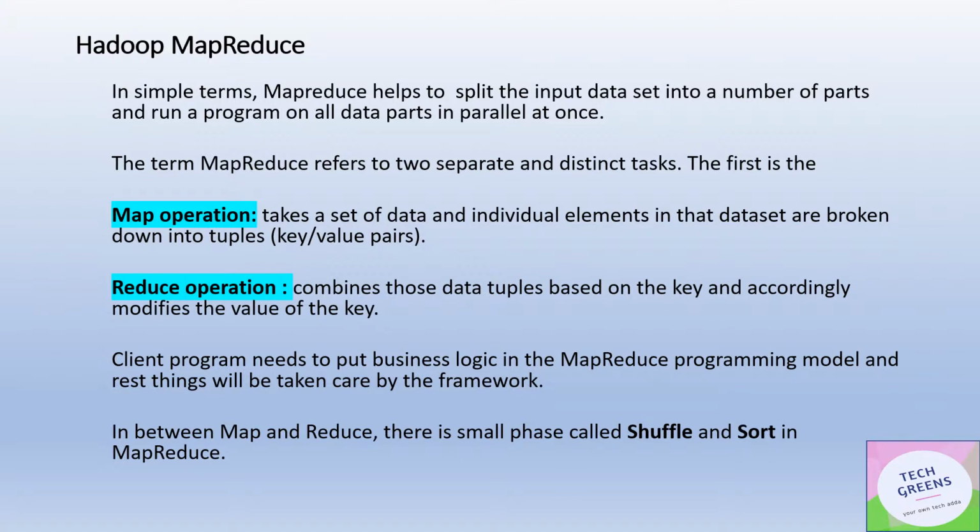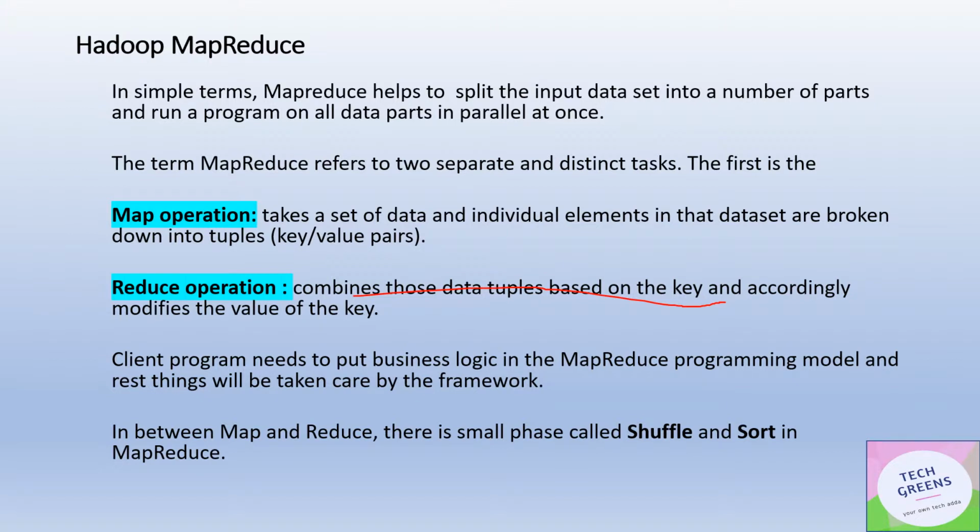One is the map operation. Whenever your client submits any MapReduce job, the input data would be taken by the mapper, and the individual elements in that data set would be broken down into tuples, key value pairs, and once the processing is done, these key value pairs would go as an input to the reduce operation, and then the reduce operation would combine these tuples based on the partition key, and whatever business logic is provided, it will modify the value of the keys based on that particular logic.